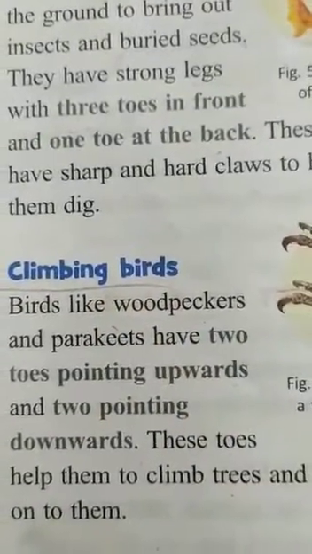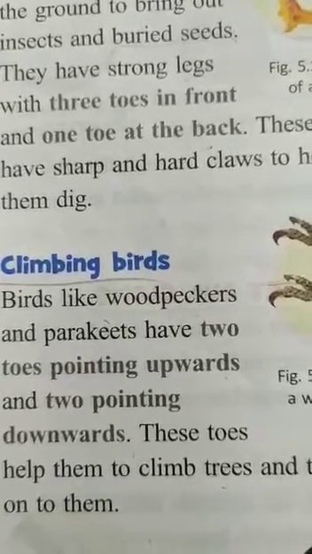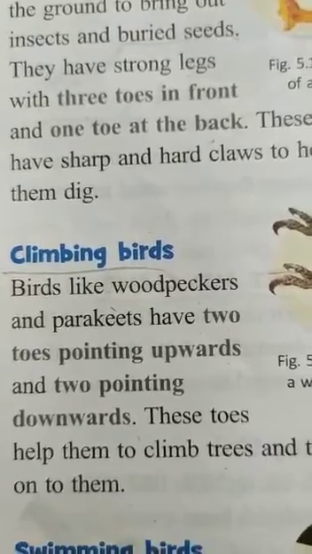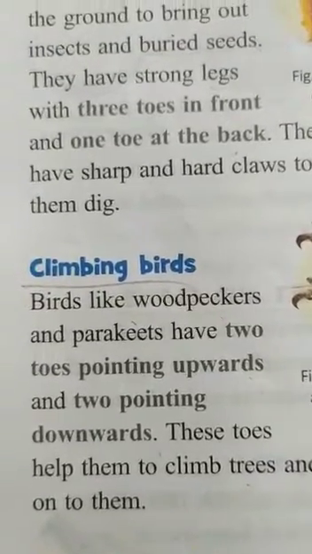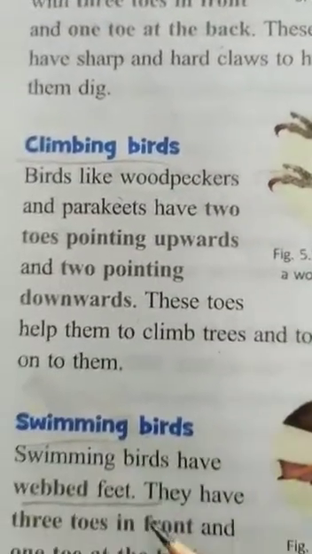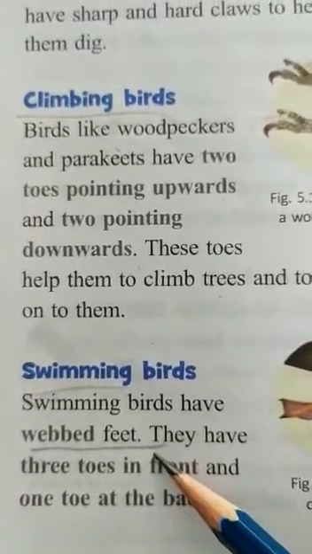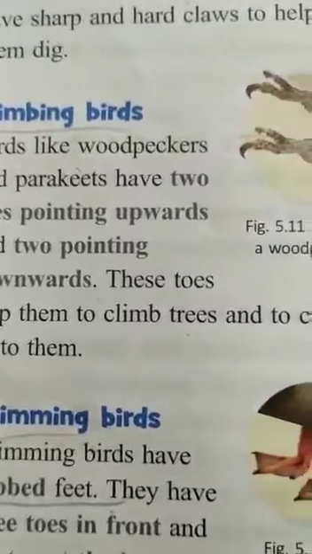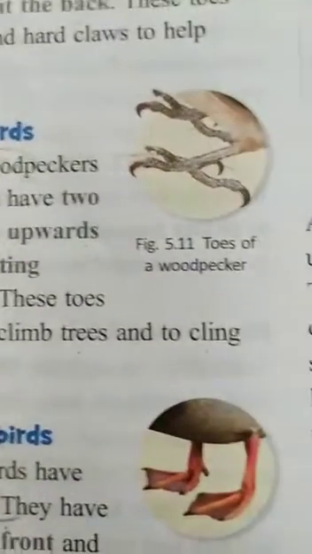So which type of birds are climbing birds, children? They are woodpeckers and parakeets. They are which type of birds, children? Woodpeckers and parakeets. Okay. Next one is swimming birds. Oh, you know about the swimming birds, who can swim? Obviously ducks, right? So ducks have what, children?